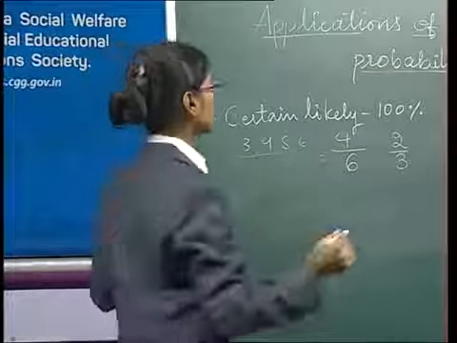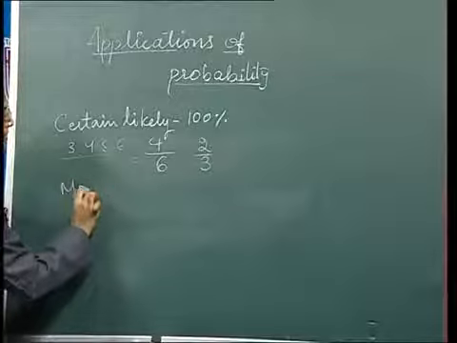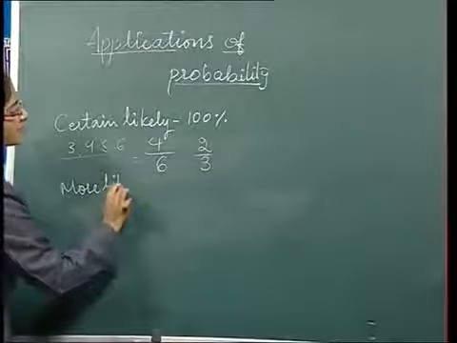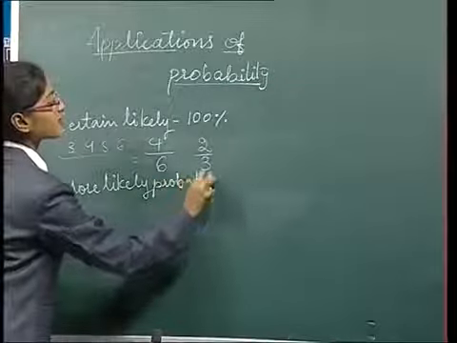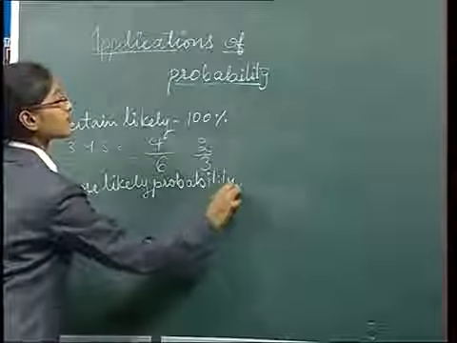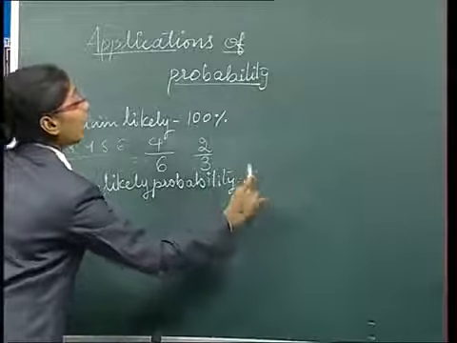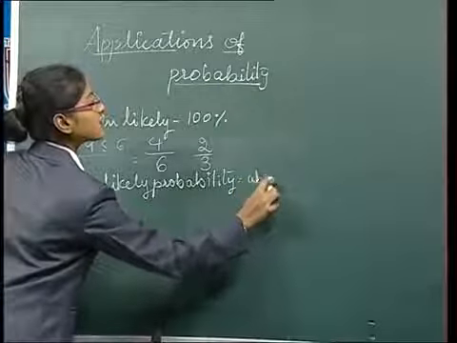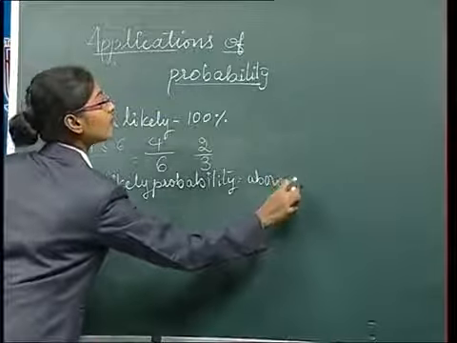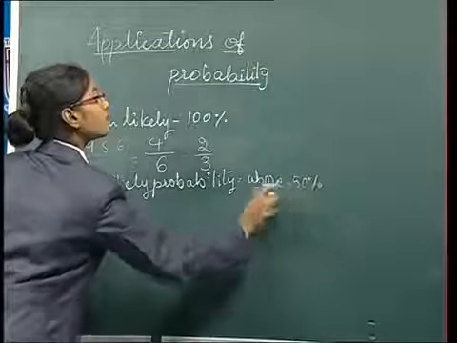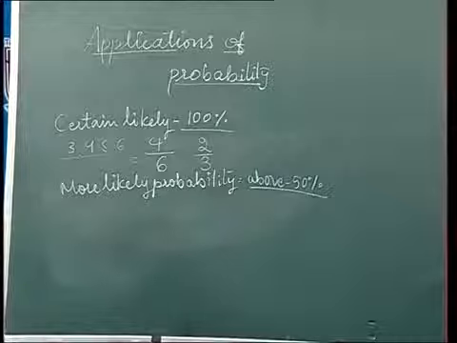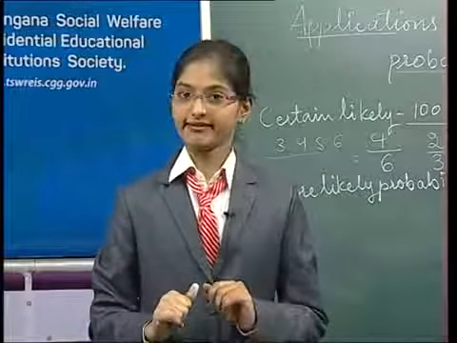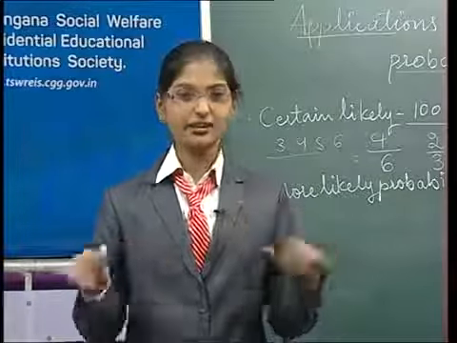I am saying that more likely probability is above 50%. The more likely probability is above 50%, and the next one is equally likely.